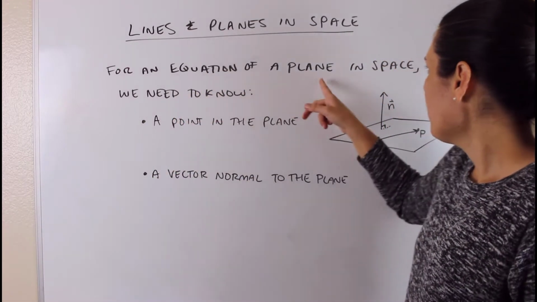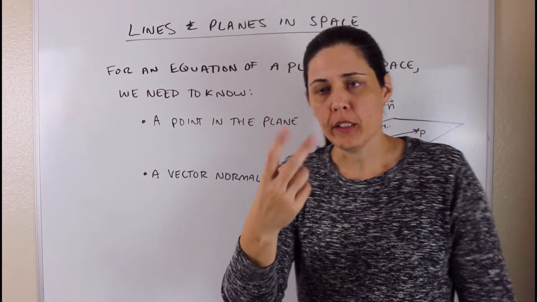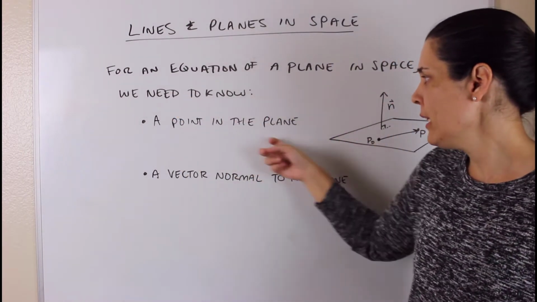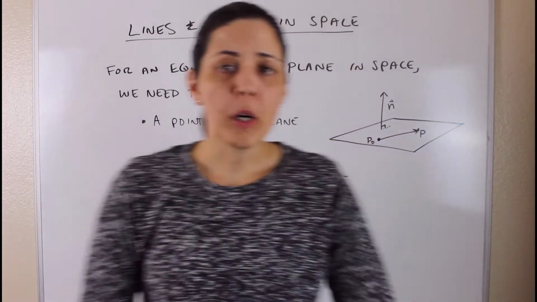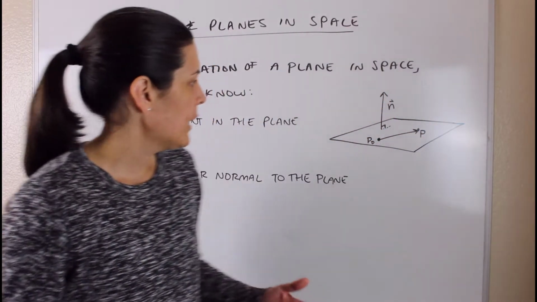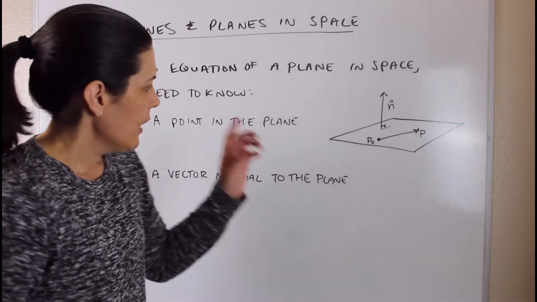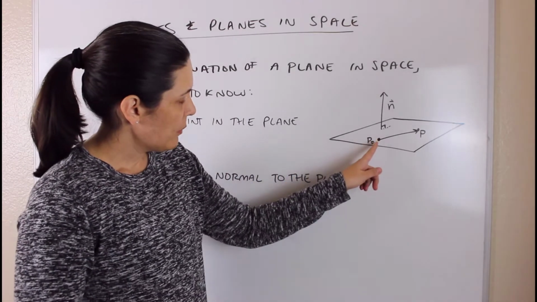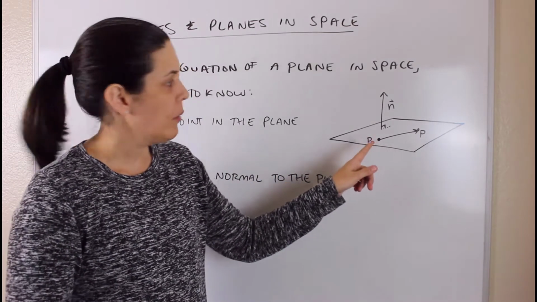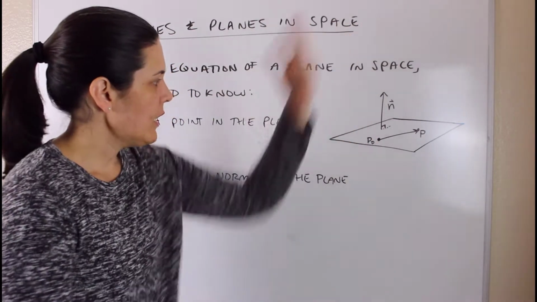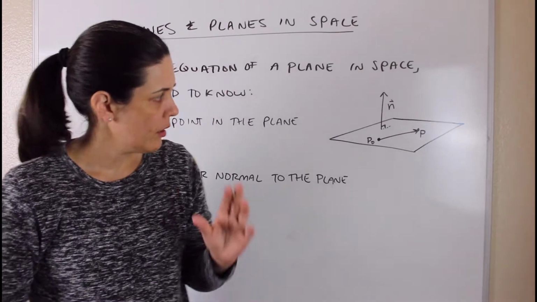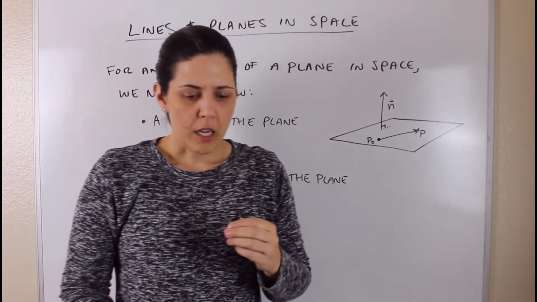For an equation of a plane in space, we need two things. We need to know a point in the plane and also a vector normal or perpendicular to the plane. So here's my drawing. The point in the plane would be something like P naught, and then perpendicular would be this vector n.